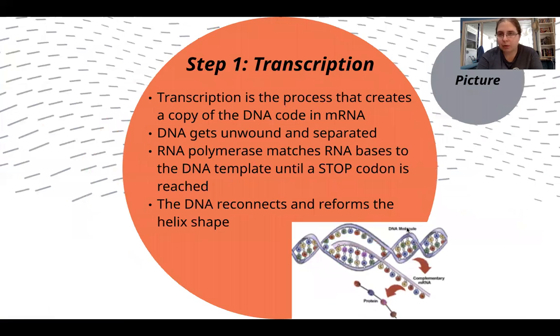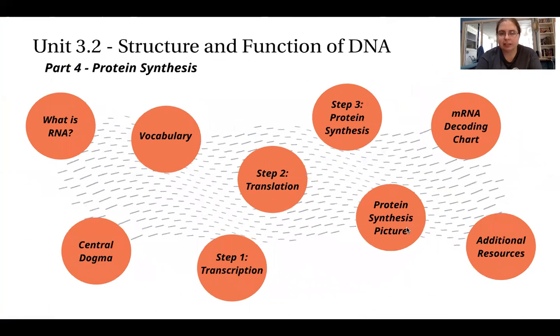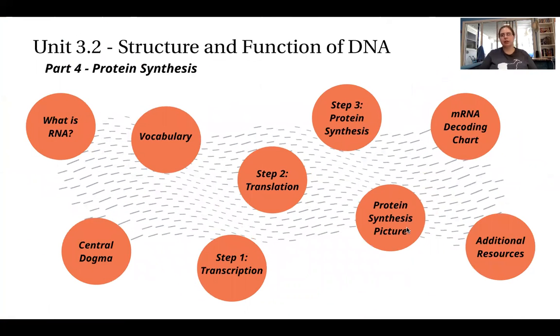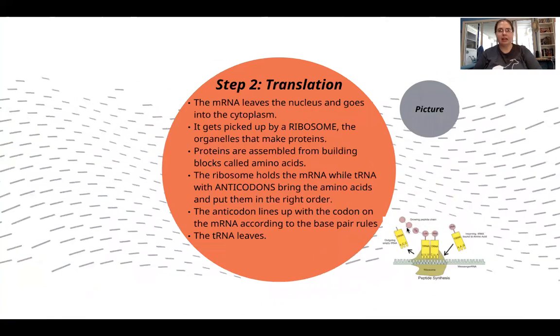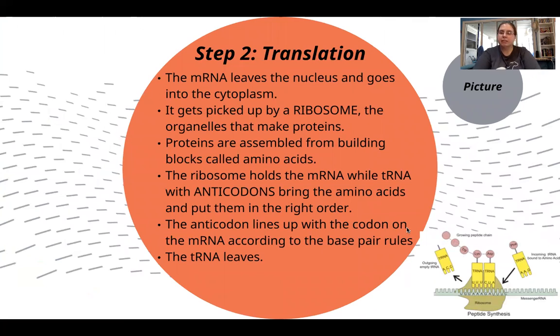When we reach the stop codon, everything disconnects, the DNA curls back up, and we are left with our mRNA. Now, the mRNA is going to leave the nucleus through one of those nuclear pores in its membrane, and it's going to go out into the cytoplasm. Once it's in the cytoplasm, it gets picked up by the ribosome.